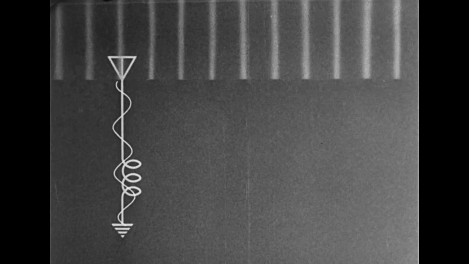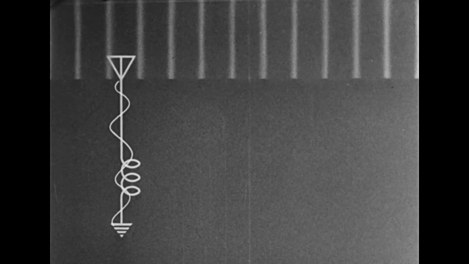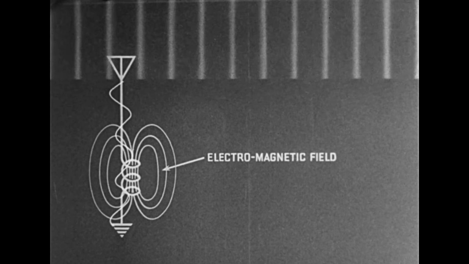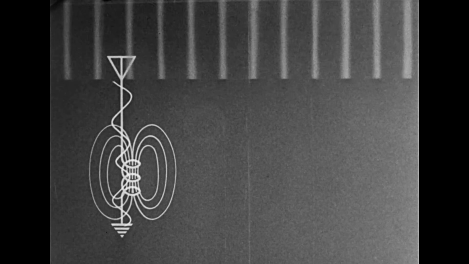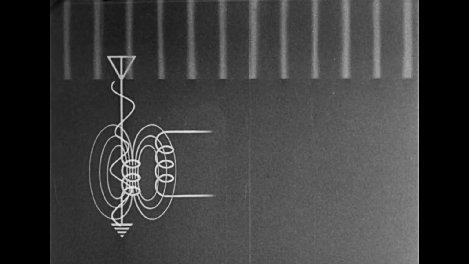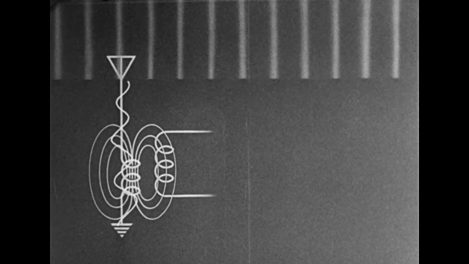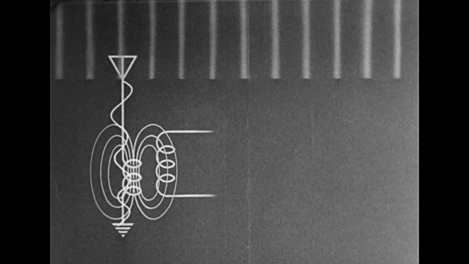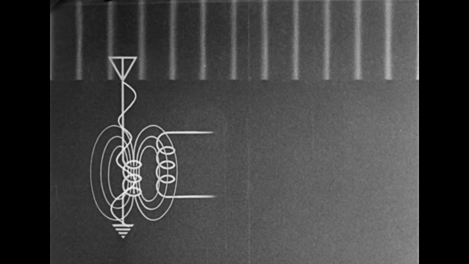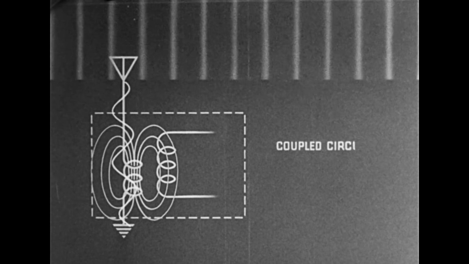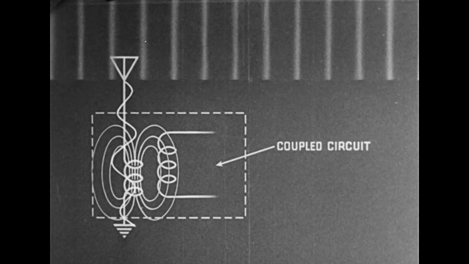This alternating current flowing in the antenna coil induces an electromagnetic field about it. To this antenna coil is coupled another coil placed in inductive relationship to it. The two coils together, made virtually a unit by the electromagnetic field, constitute a coupled circuit. Some form of such a circuit comprises the first element of a radio receiver.